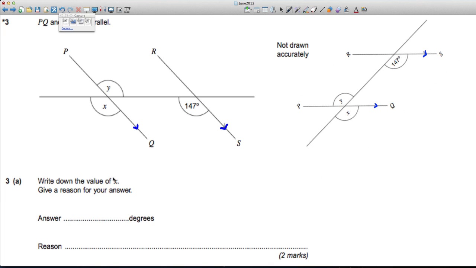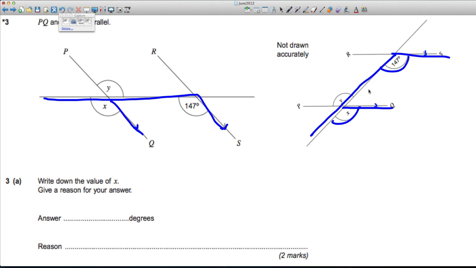Okay, write down the value of x. Now, x here is in an F position with this 147. And again, if it's more helpful to you, twist your paper around, and that makes it clear that that angle and that angle are 147. So it's 147 degrees. You can't say F angles, you have to use the word corresponding. Corresponding angles. And that's all you have to state.